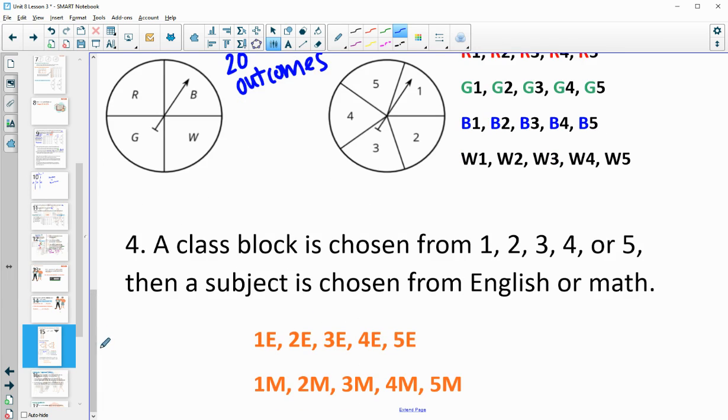And then in number 4, it says a class block is chosen from 1, 2, 3, 4, 5, and then a subject is chosen from English or math. So I listed out each of the blocks with the E and then each of the blocks with the M for English and math. So I did an organized list that time for the 10 outcomes.